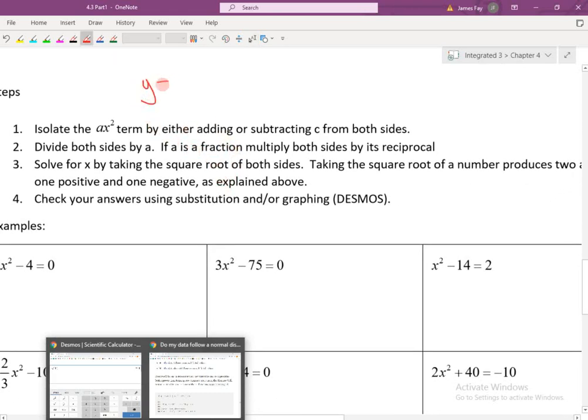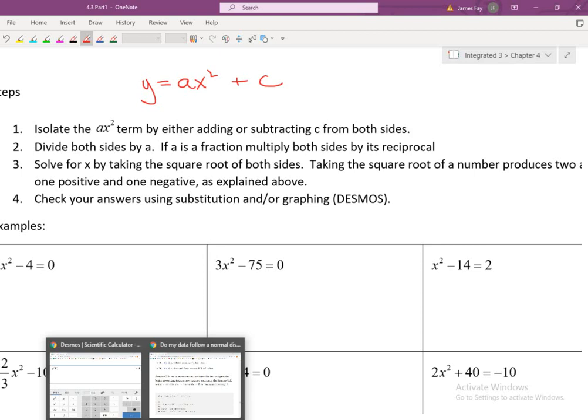The first thing: all of the ones today are going to be of the form y equals ax squared plus c. So there is no b term. Does that make sense? We've normally seen ax squared plus bx plus c. Now there's no bx. If there is no bx, this is the easiest way of dealing with finding x-intercepts.